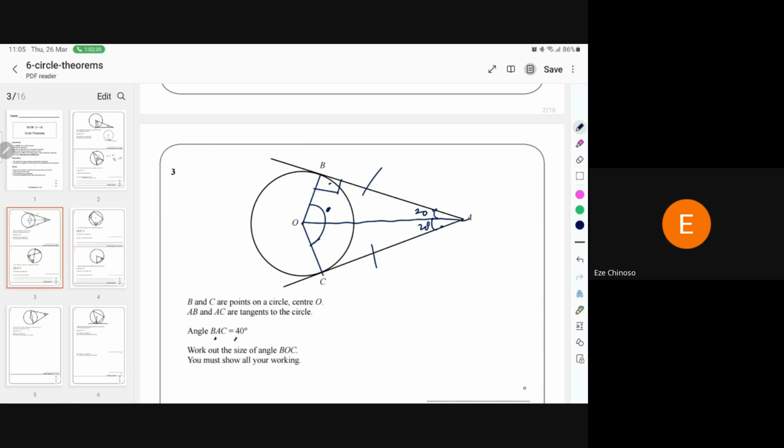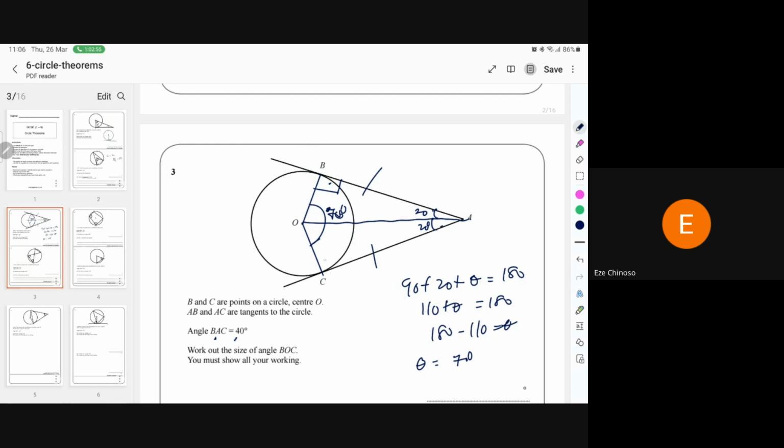We can get the angle here. So it means that 90 plus 20, plus that angle there, theta, is equal to 180. This is 110 plus theta equals 180. 180 minus 110 will give us theta. So theta is equal to what? 70 degrees. So the angle here is 70.